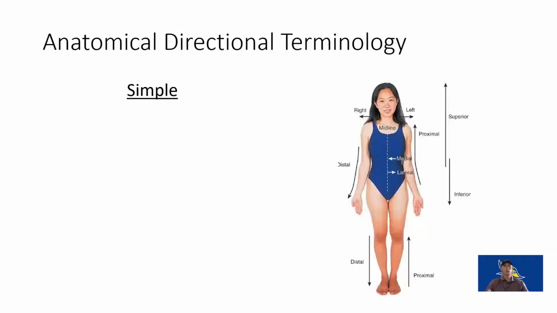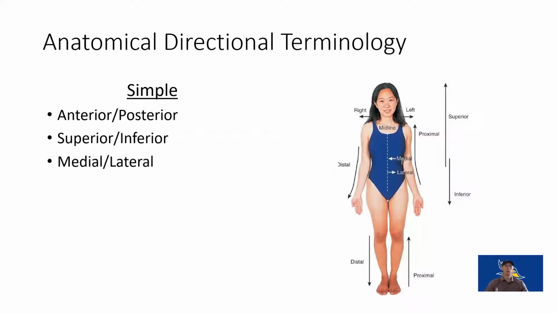Okay, some of the directional terminology we use here. The basics are anterior and posterior. So anterior is the front, posterior is the back. So your front side compared to your back side. Superior and inferior. Superior is up, inferior is down. So in relation to two things, your head is superior to your hips, or your hips are inferior to your shoulders. So these are directions comparing to each other.